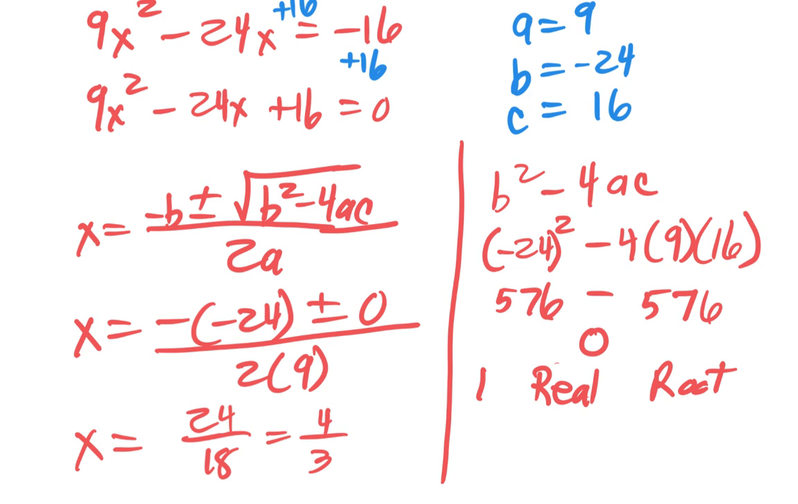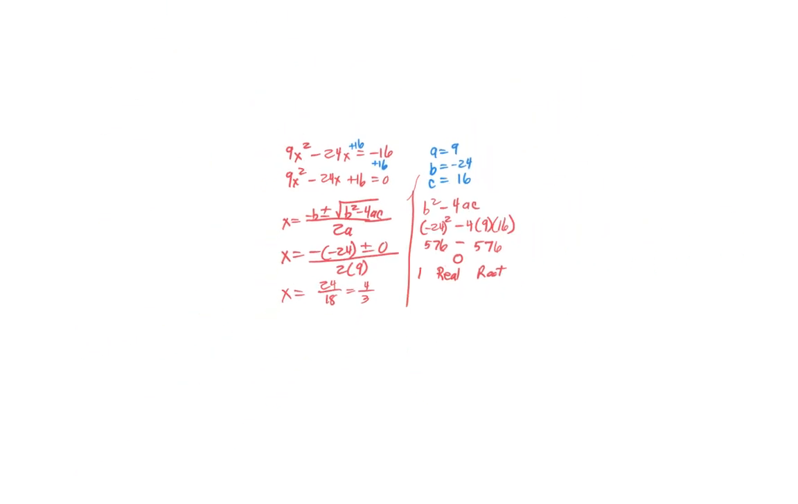So I have one real root, which is 4/3, and it actually appears twice because it's 24 over 18 plus 0, 24 minus 0 over 18. So I get the same. It's a double root. Let's go back and put that in. Go ahead and do these. I'm going to clear this out just in case I need it.